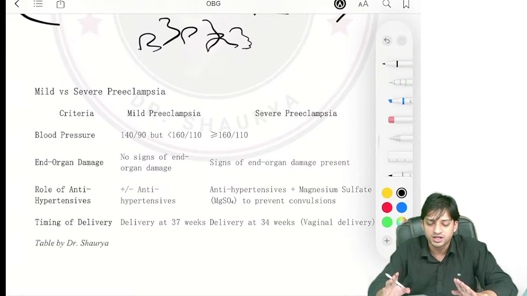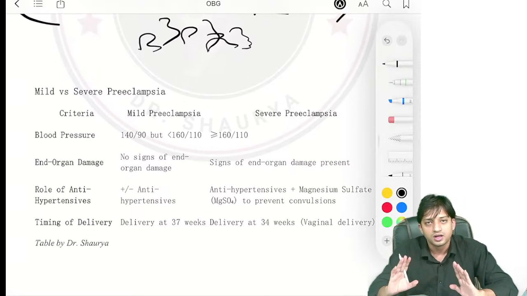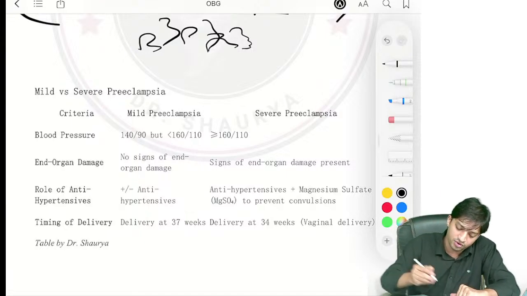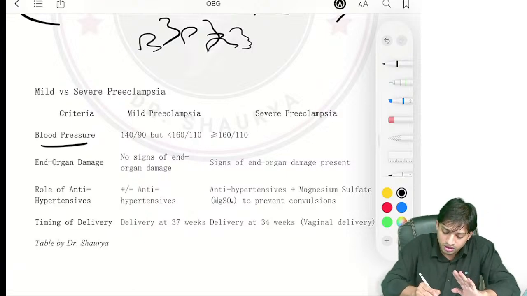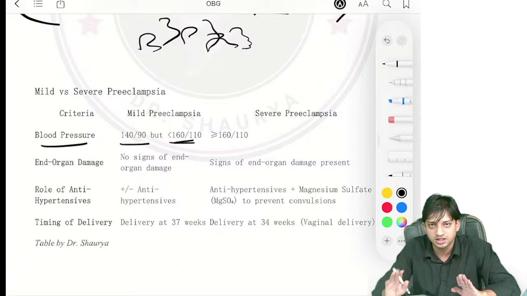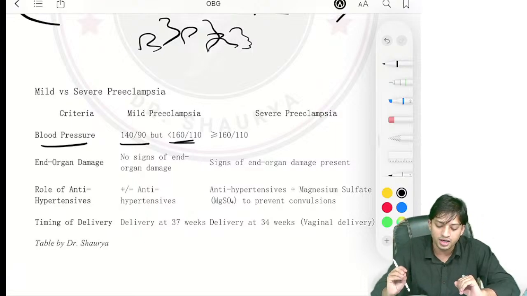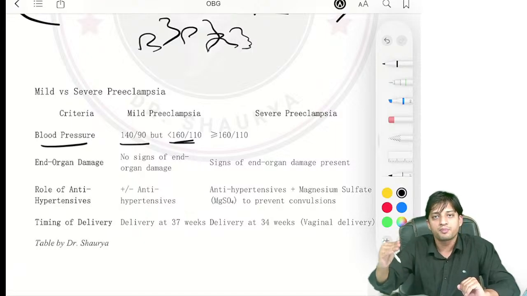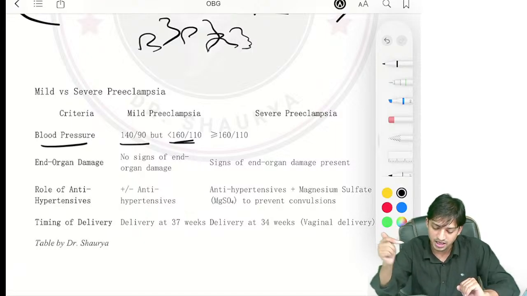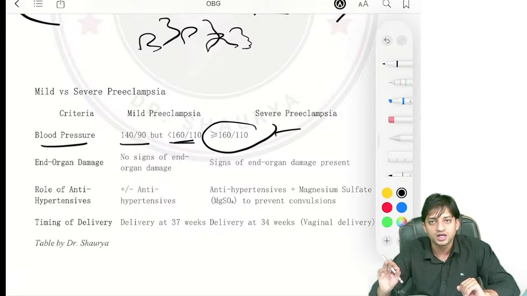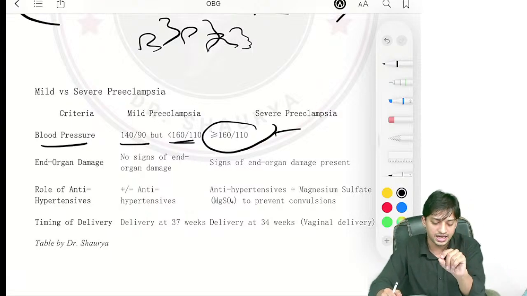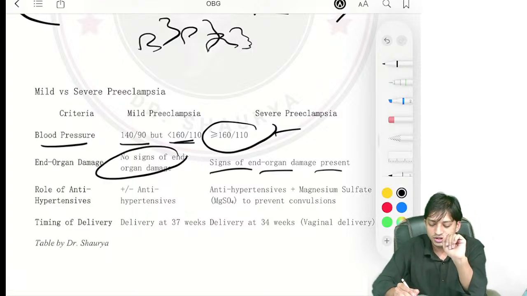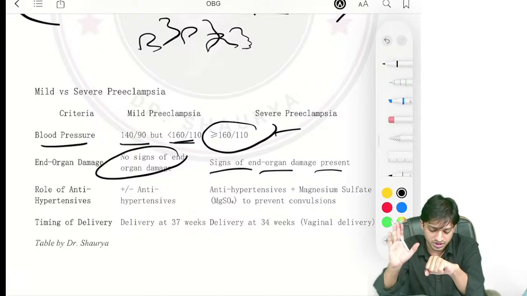Now we will be differentiating between mild and severe preeclampsia. They have asked you a question when it is called mild preeclampsia and when it is called severe preeclampsia. Just have a look. When the blood pressure is more than 140 by 90 but less than 160 by 110, it will be called mild preeclampsia. Simple. Severe, when we will call it? When the blood pressure exceeds 160 by 110, it is called severe preeclampsia. Now, if there is no sign of end organ damage, you can call it mild preeclampsia. If signs of end organ damage are present, it is severe preeclampsia, right?